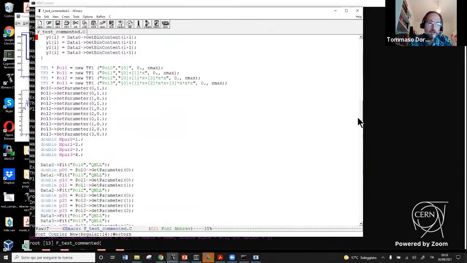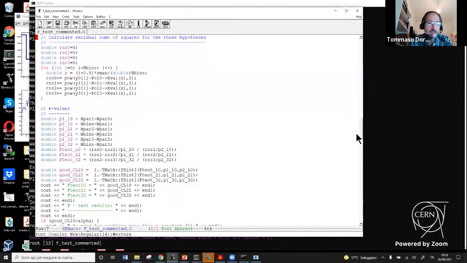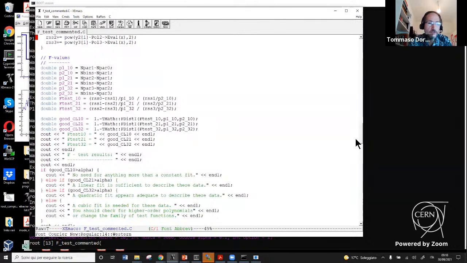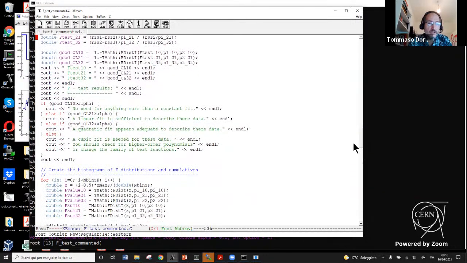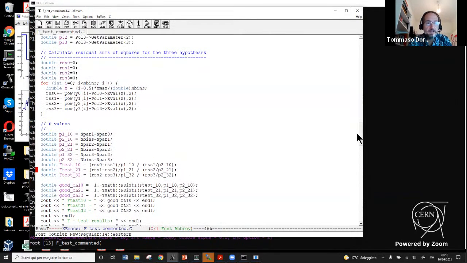So I will not go into details of how this code is actually written, but the core of the code is the calculation of this F-test, which is actually provided in TMath. Okay, so there's not much. It's only to compute this distance of chi-squareds that you sum here, and then you use them for the comparison.